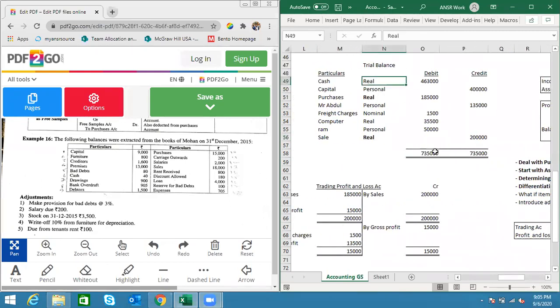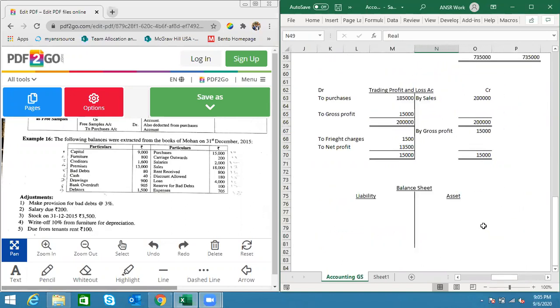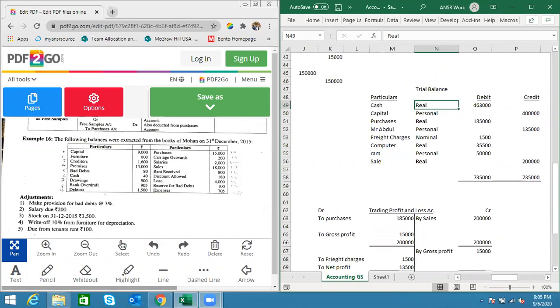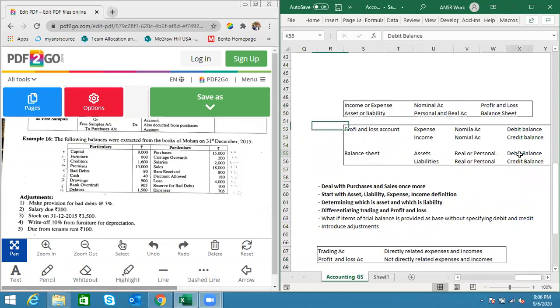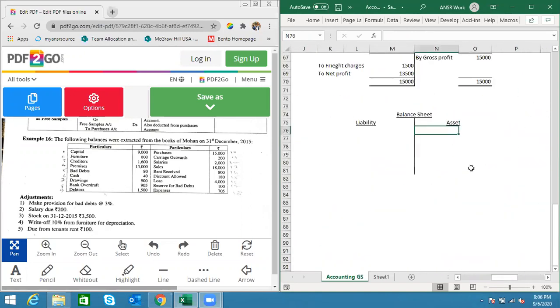Here we have cash as the first item. Is it a real account? Yes. It will come in the balance sheet. Is it a debit balance or a credit balance? Debit balance. That means it is an asset, right? So debit balance is an asset. So I'm putting that in the asset side. So cash.